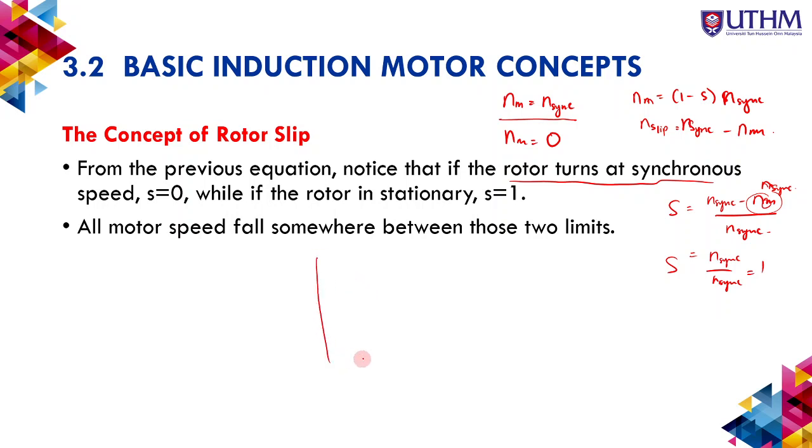So if we look at the movement, for example this is RPM, and this is nm. Here it is zero, starting from zero, and then this one is 100%, for example. So when nm is equal to 0, S is equal to 1, while 100% means nm equal to n sync. I just show it in percentage. So at this point, S will be equal to 0.